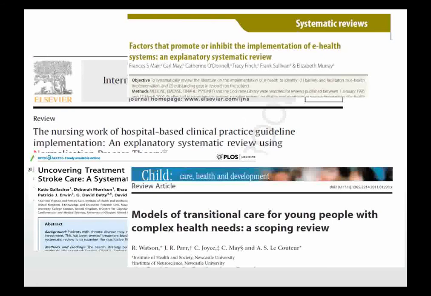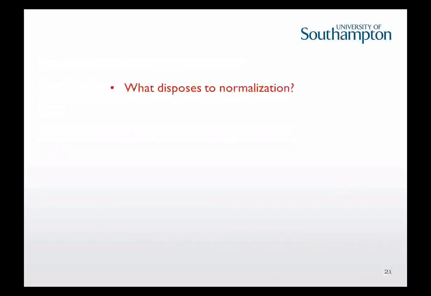This is work that's contributed to some important, I think, and quite well cited, some of them, systematic reviews. I'm going to talk about the most recent one of these, which is work that I've been doing here in Southampton with my colleagues Catherine Hunt and Andy Sibley. Beginning with the question, well, what disposes something to normalization?